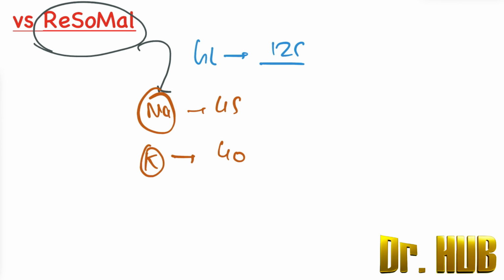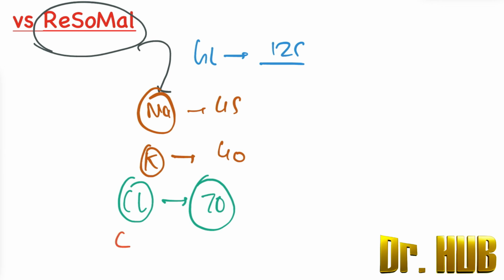So it is doubling. In the low osmolar ORS it was 20, now it is becoming 40. That is the potassium. Then when you look at the chloride, it is 70, almost about the same, that's 65 and here it is 70. Then when you look at citrate, the citrate is going to be 7. It was 10 there and now it is 7.